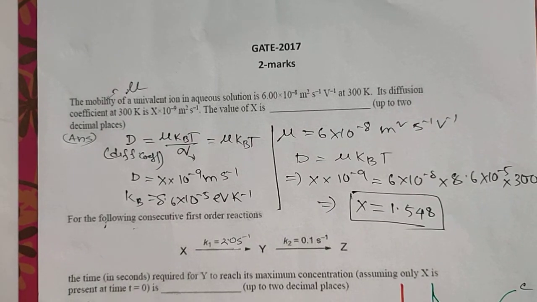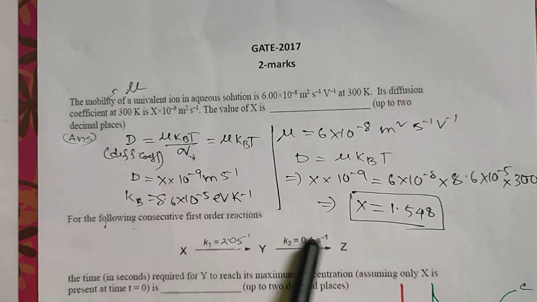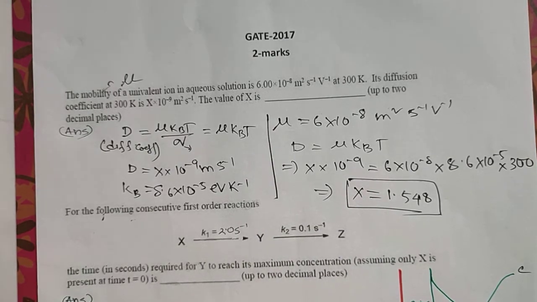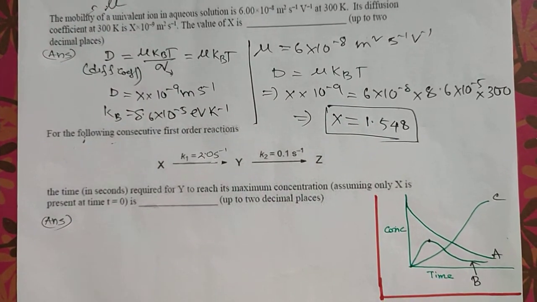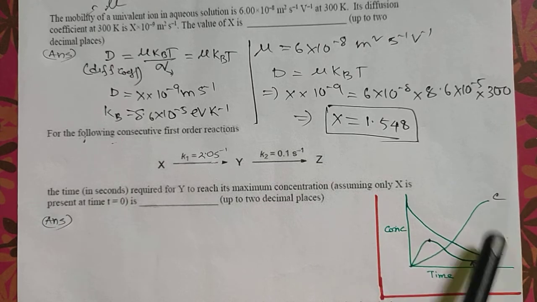Here the problem is that for the following consecutive first order reactions x to y to z, k1 is the rate constant for the first step and k2 is the rate constant for the second step. They ask for the time in seconds required for y to reach its maximum concentration, assuming only x is present at time t equals 0. Here is the graph for consecutive reactions, concentration versus time, for a, b, c.